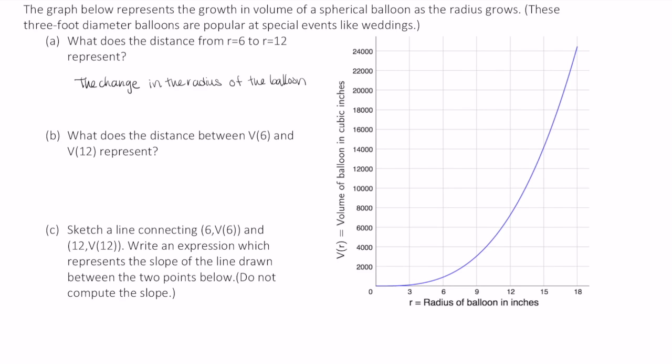What does the distance between V evaluated at 6 and V evaluated at 12 represent? Well, V of R is the volume of the balloon in cubic inches, and it looks like we put in the radius of the balloon to get the volume of the balloon. So V of 6 would be here vertically, and V of 12 is about here. So this vertical distance is represented, and that vertical distance is the change in volume of the balloon.